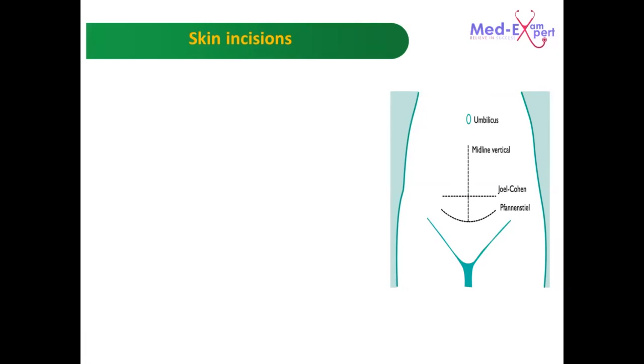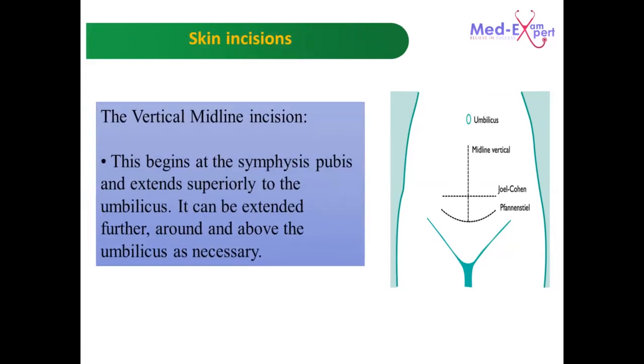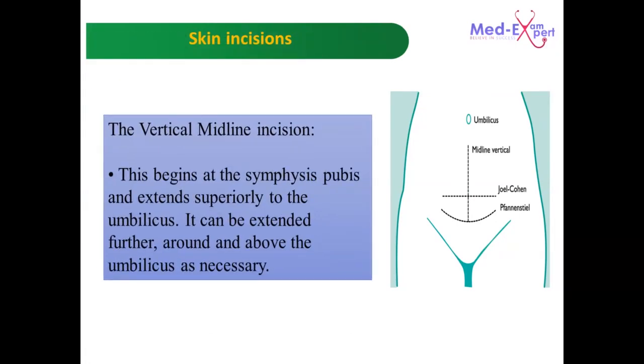What about the vertical skin incision? The vertical skin incision, or the midline incision, begins at the symphysis pubis and extends superiorly to the umbilicus. It can be extended further around and above the umbilicus as necessary.